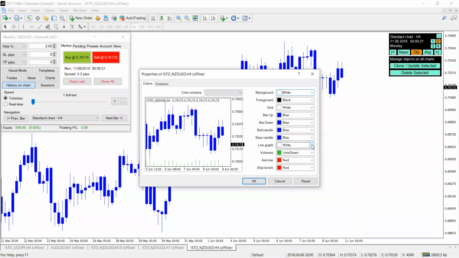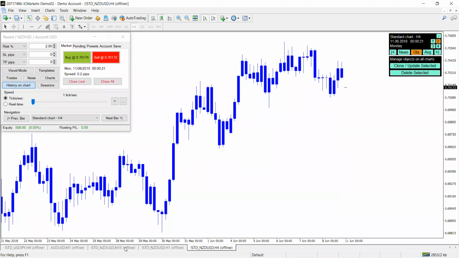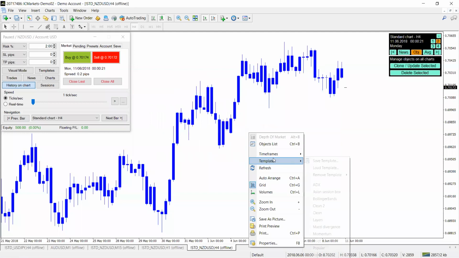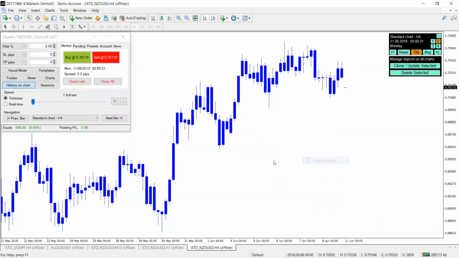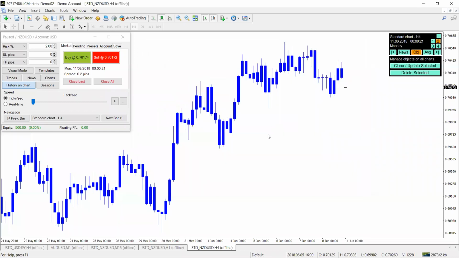Would it be a line graph? No. Yep, line. Okay, fine. So cool. And this is Monday. No problem. One last thing. Template, save template, and let's do clean 2 again. Yes. Cool. All right, Paulina, it's all yours.